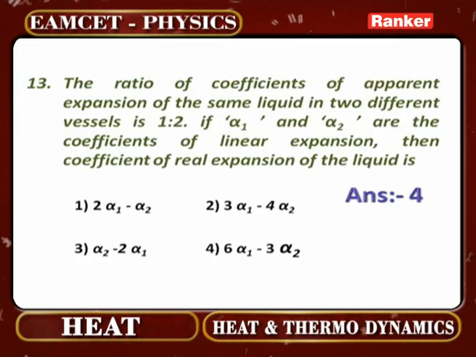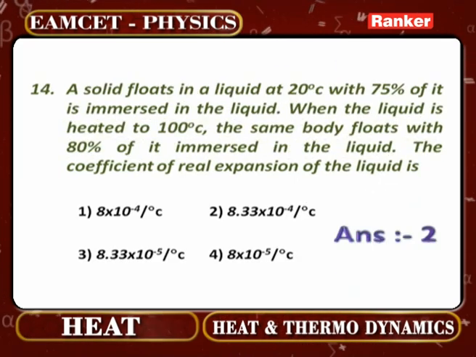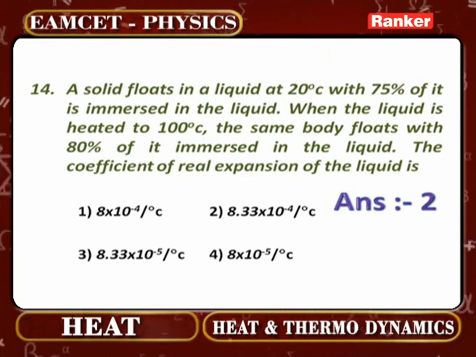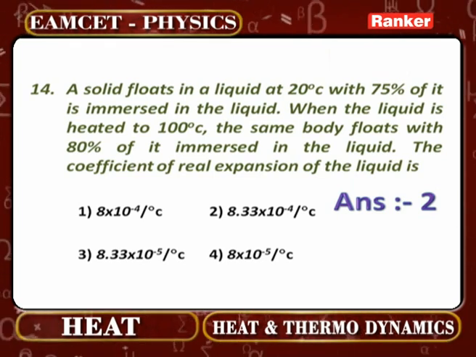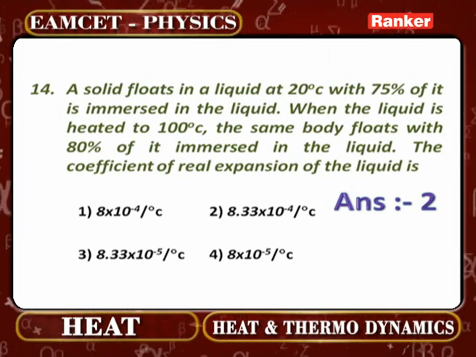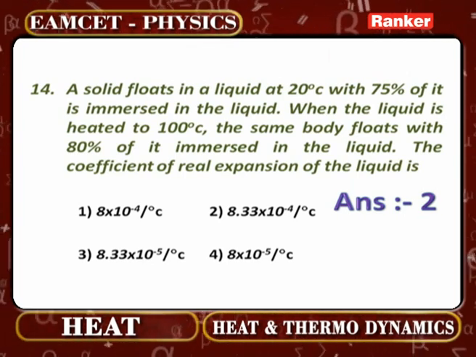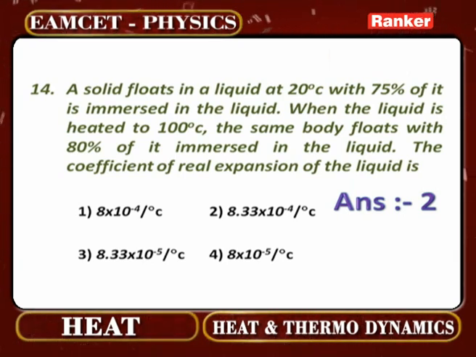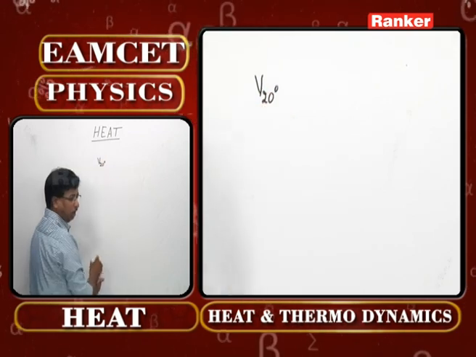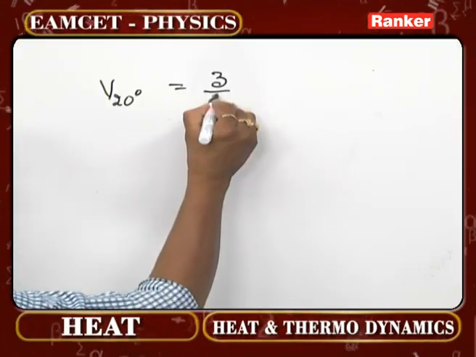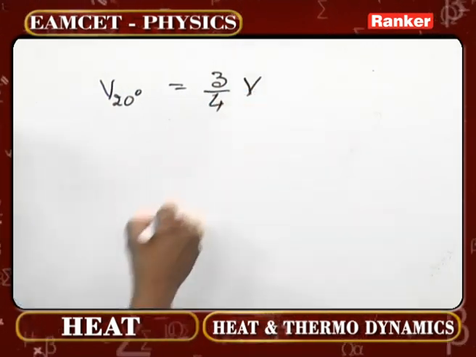Look at the next problem, question number 14. A solid floats in a liquid at 20 degrees centigrade with 75% of it immersed in the liquid. One should straight away understand that 75% immersed inside the liquid means the volume of that body at 20 degrees centigrade is going to be 3/4 times the original volume.